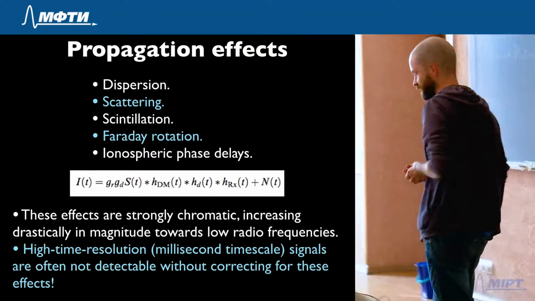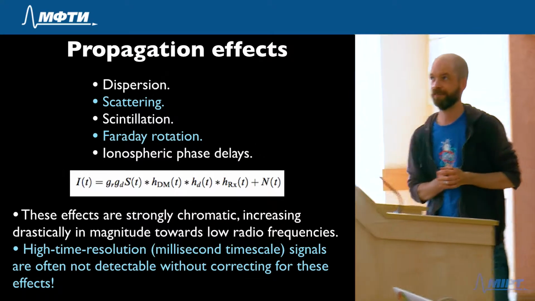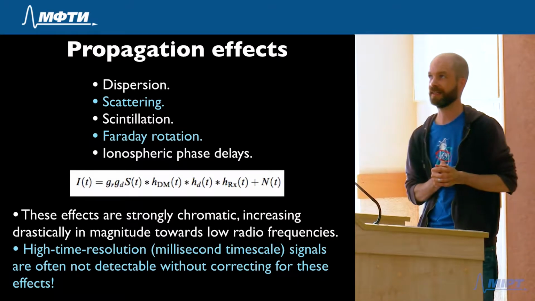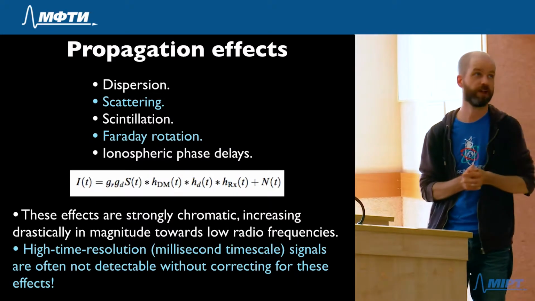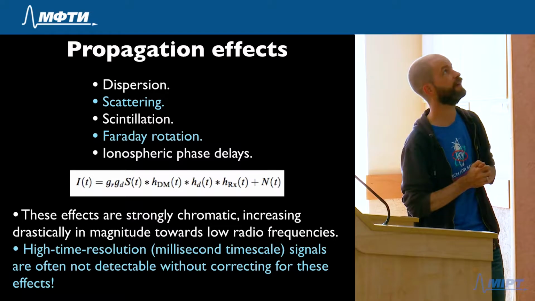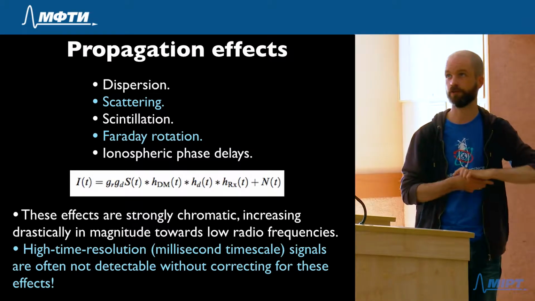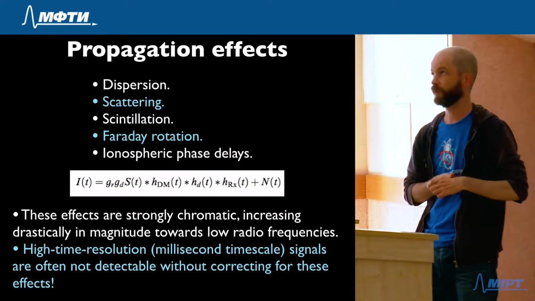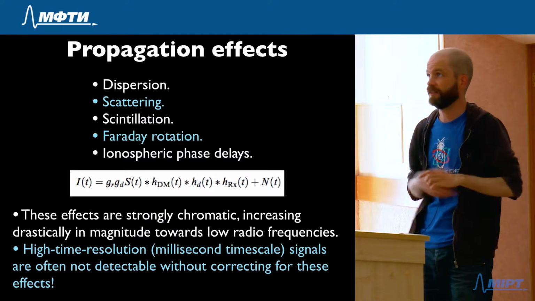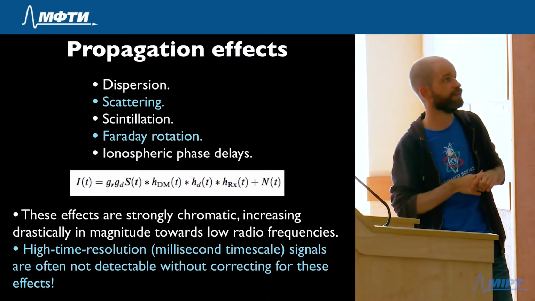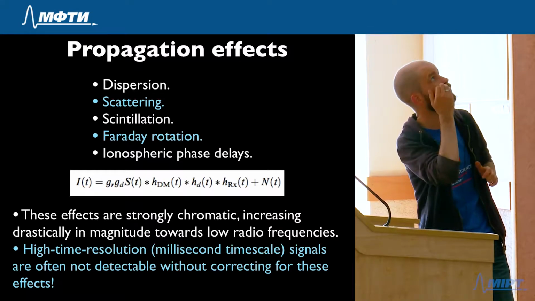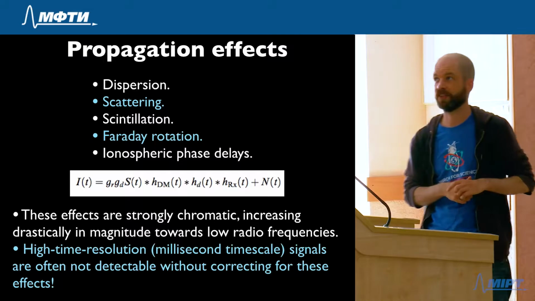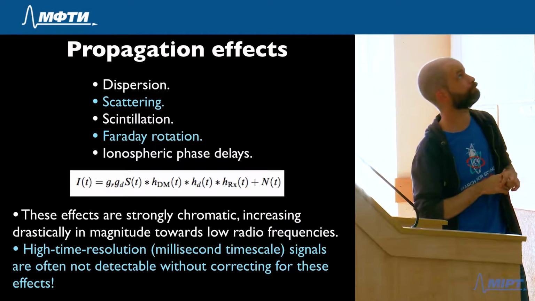Let's talk about propagation effects. And by propagation effects, I mean ways in which the electromagnetic signal is disturbed as it's traveling from the source towards us. And this is absolutely critical for understanding the fast radio burst phenomenon. It's one of the main ways, well, it's essentially the only way, in which we can determine the distance to fast radio bursts in general. And it teaches us a lot about what they might be.